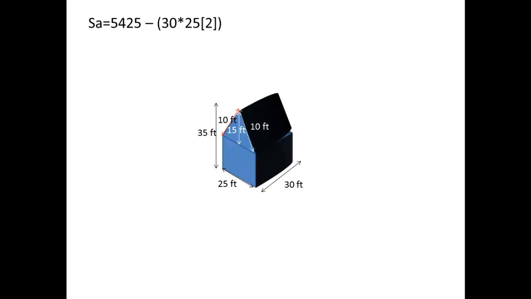So to fix this problem, we have to subtract the equivalent of one base per prism, which the equation would be 30 times 25 times 2, since they both have the same dimensions. And then when we simplify it, we get 30 times 50, and then if we multiply those together, we get 1,500. Then if we subtract 5,425 minus 1,500, we get 4,875 feet squared. And that's the surface area you're going to be painting.